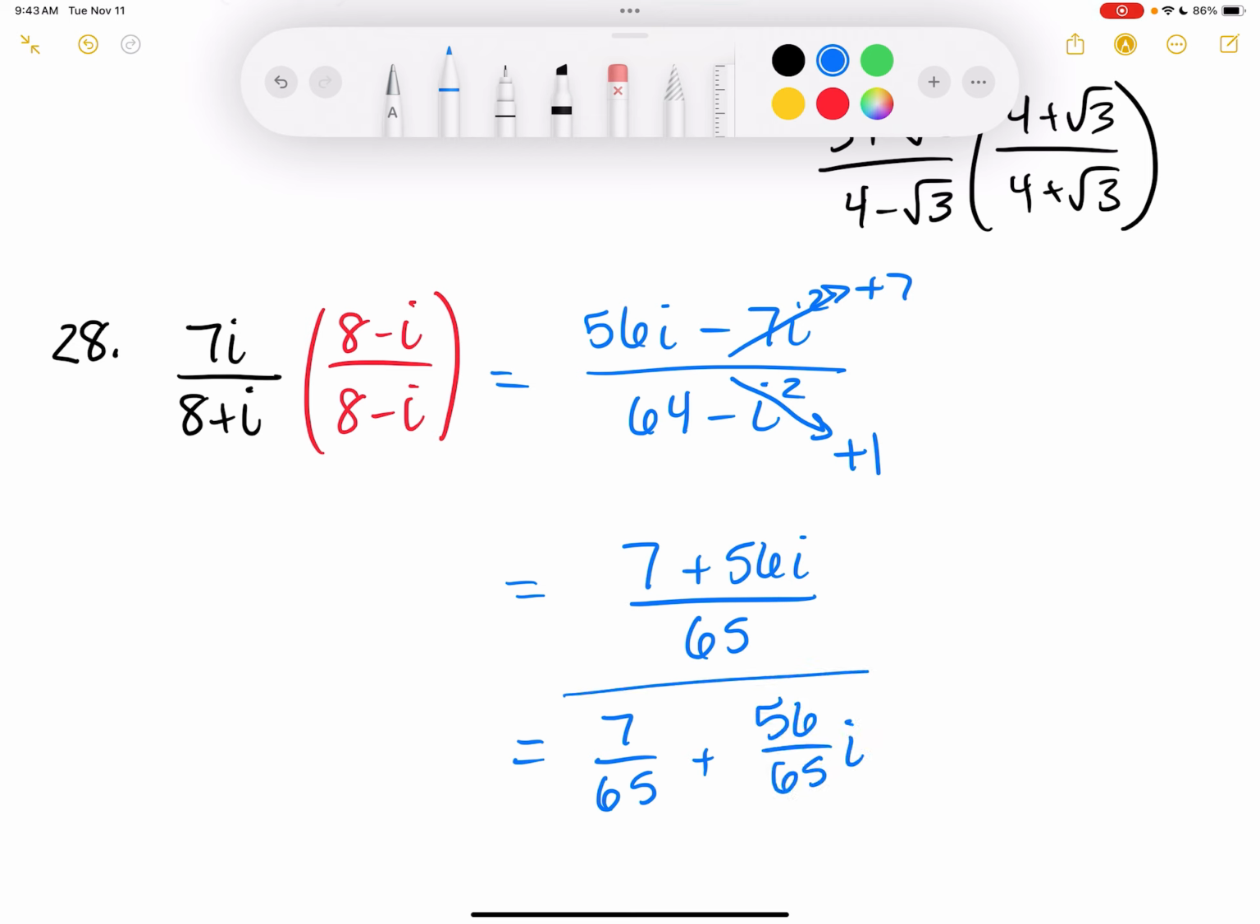Why does the i look like that? Because it has a little tail on the end.